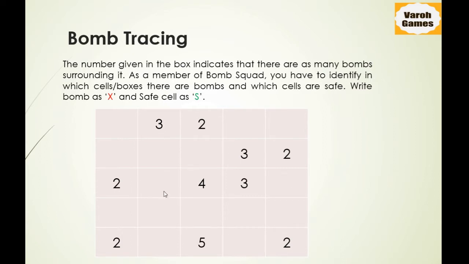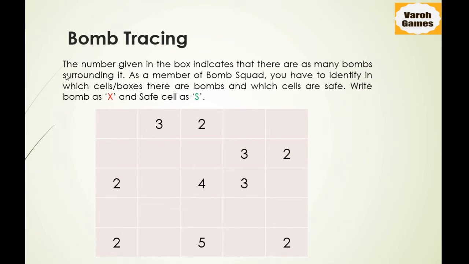So in this plot there are certain boxes in which certain numbers are written. These numbers represent or indicate something. Let's read what they indicate. These indicate that there are as many bombs surrounding it. It means if the number is written as 3, around it there would be 3 bombs. If the number is 2, around it would be 2 bombs. If 5, around it would be 5 bombs, and likewise.